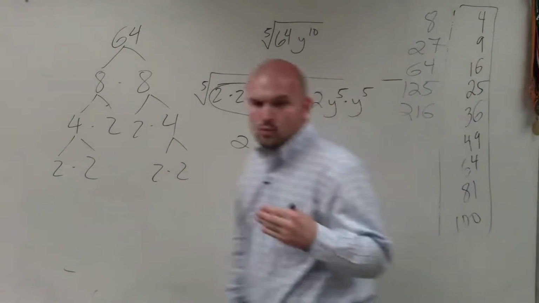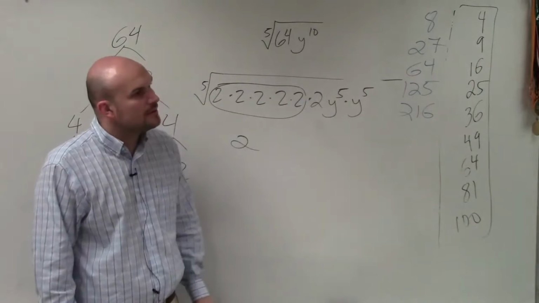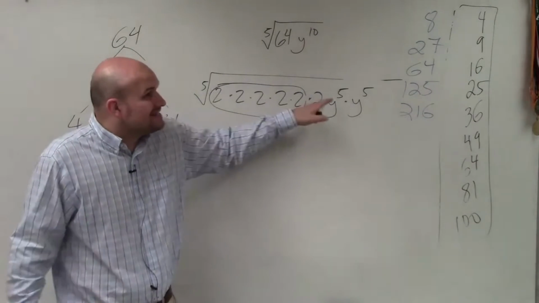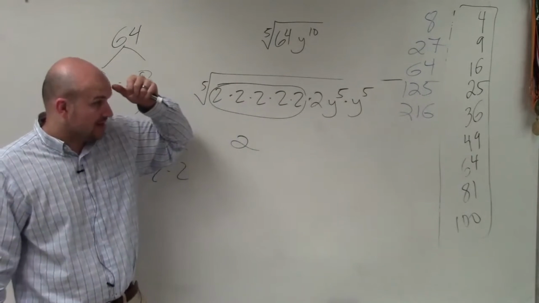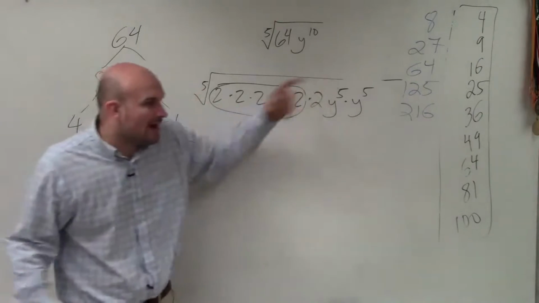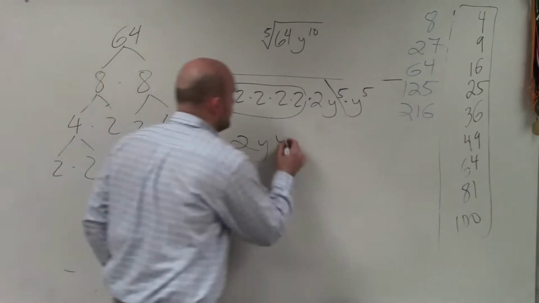I'm following you all the way up to the y to the 5th. What's y to the 5th times y to the 5th? Gotcha. So what I did is I wrote it as y to the 5th, because I can take the 5th root of y to the 5th, right? If this was a different number, I couldn't take the 5th root of it. So the 5th root of y to the 5th is y.